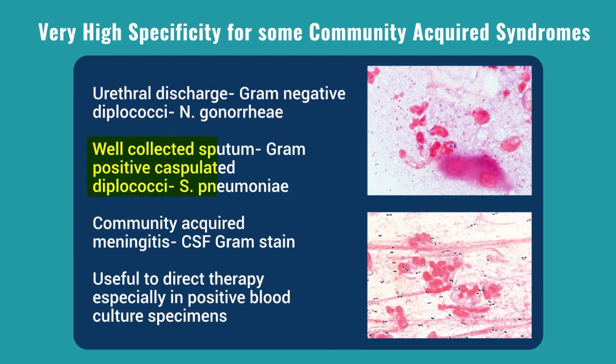Similarly, if you have a well-collected sputum specimen from a patient who has a community-acquired bacterial pneumonia and you find that there are Gram-positive diplococci surrounded by a capsule, it is most likely a Streptococcus pneumoniae.